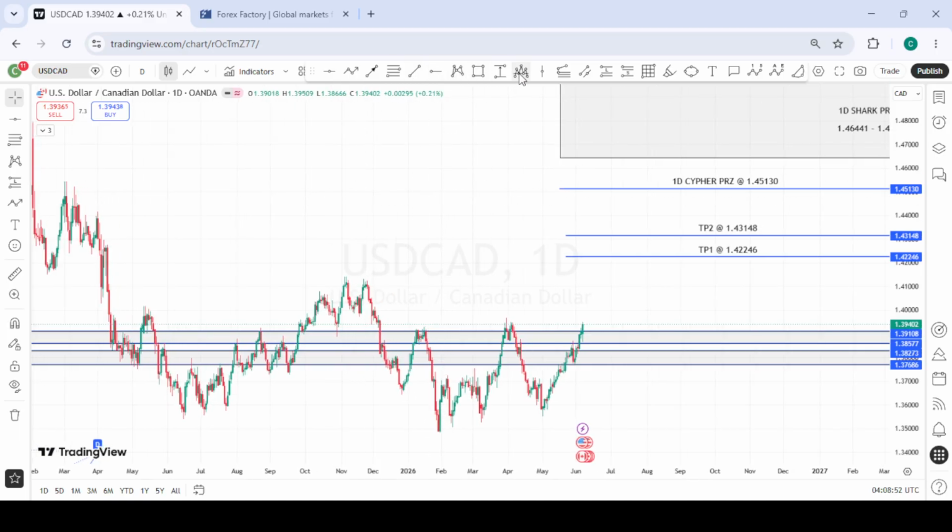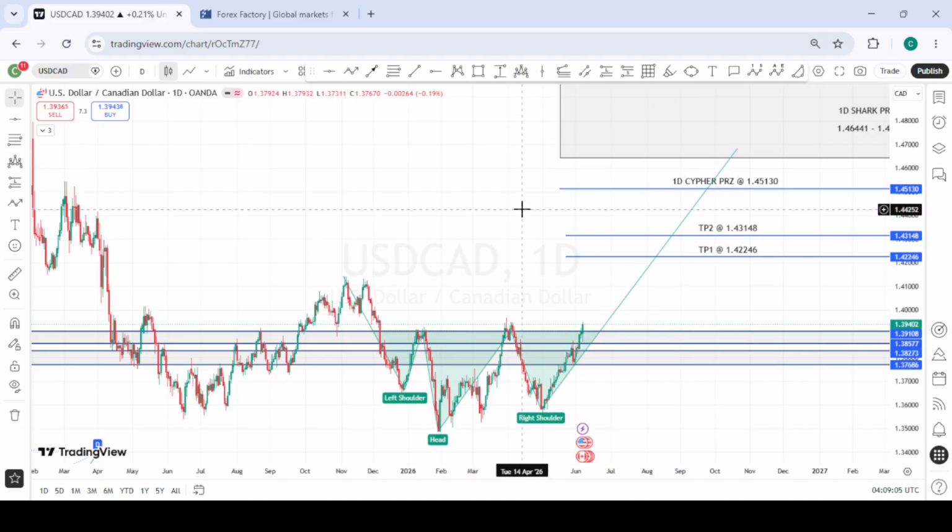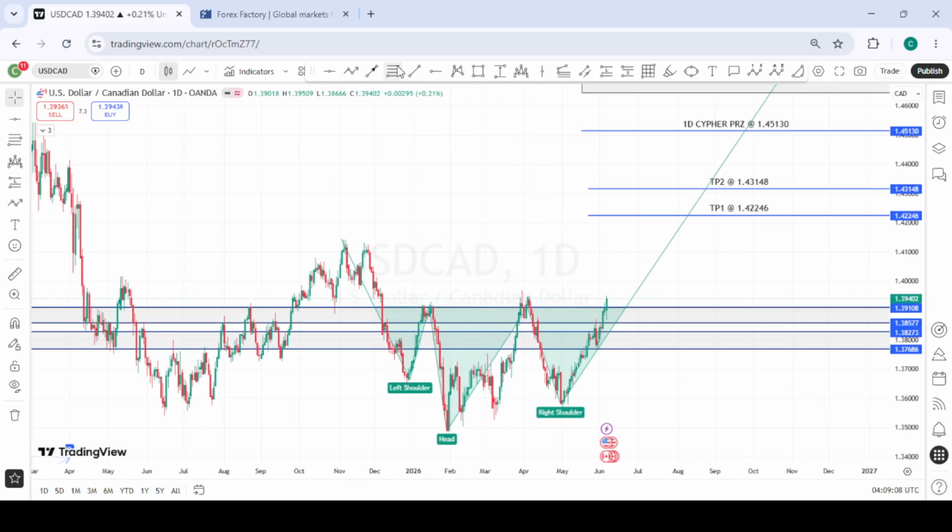So this is the inverted head and shoulder that has developed. This is the left shoulder, this is the head, this is the right shoulder we have here. So we are looking forward to a continuation to the upside. All we are waiting for is a possible pullback into any of these two areas of interest we have here.